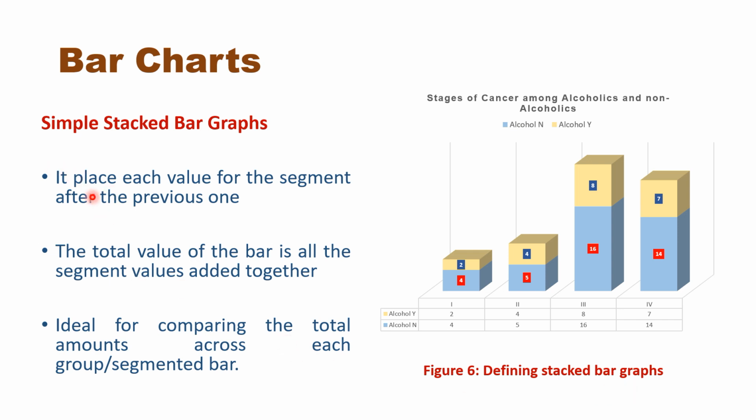So a simple stacked bar graph places each segment value after the previous one, like here in figure 6. The total value of the bar is all the segment values added together. It is ideal for comparing the total amount across each group or segmented bar.